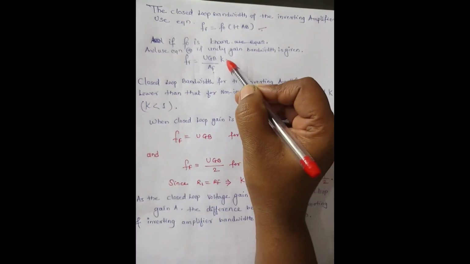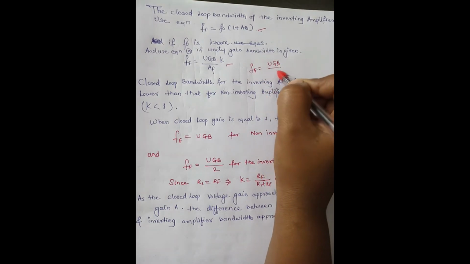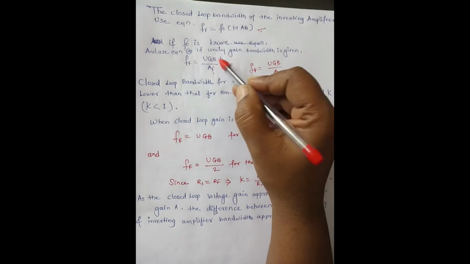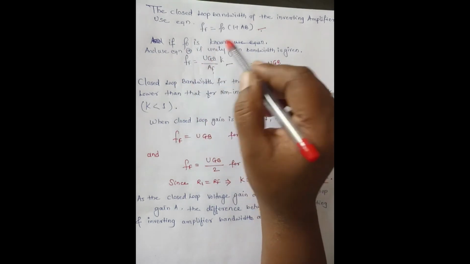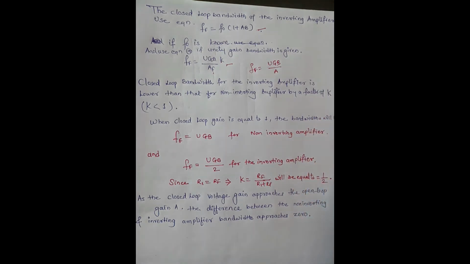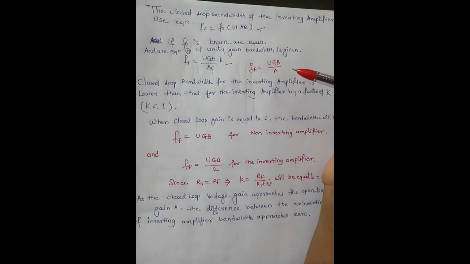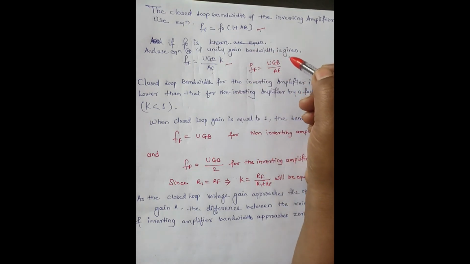For the non-inverting amplifier it is simply UGB by A, and for the inverting amplifier it is UGB into K by AF. K is less than 1. So for the inverting amplifier, bandwidth is less than the bandwidth of the non-inverting amplifier. Now if we set the closed loop gain equal to 1, it means that RF is equal to R1. What will be the effect on bandwidth? If your voltage gain is equal to 1, that is AF is equal to 1, how will your bandwidth be?